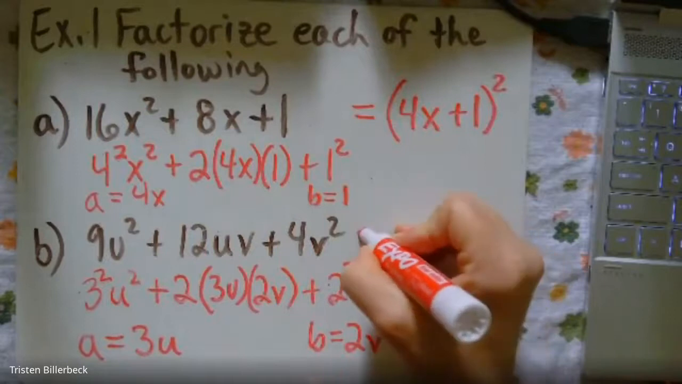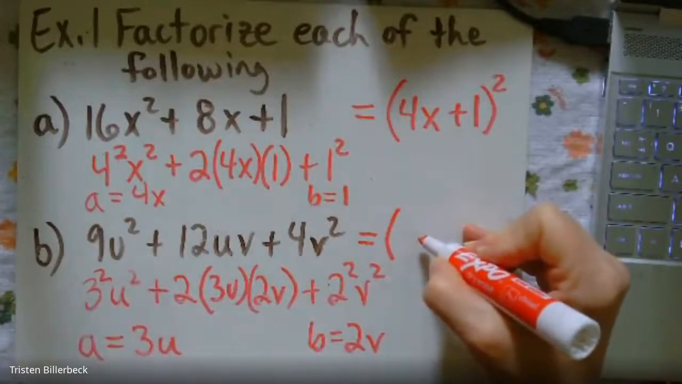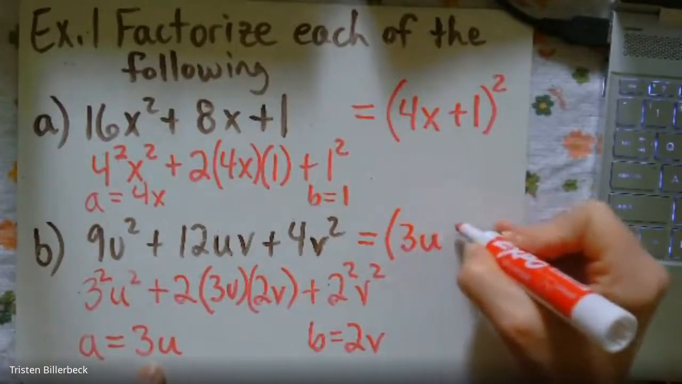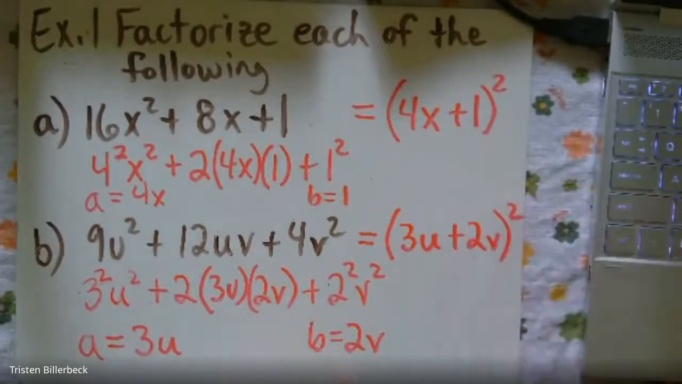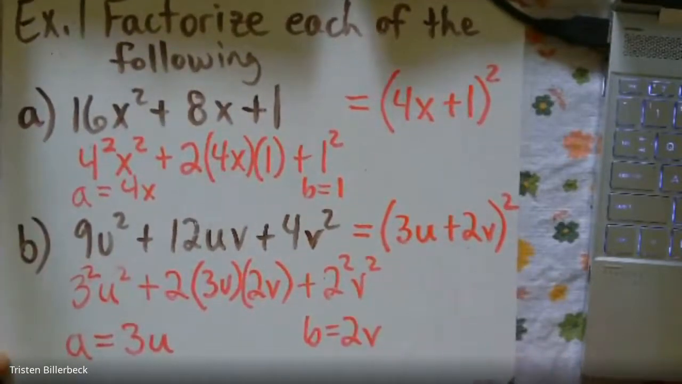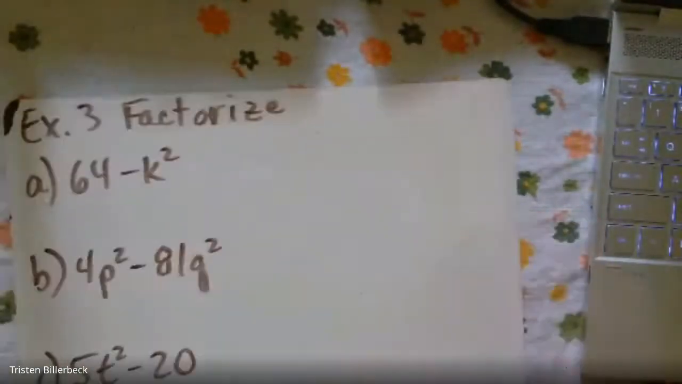We can use this special formula. And we have a plus sign here. So a is 3u plus 2v squared. So we just made this very difficult factoring problem, we found out by breaking it apart like a puzzle what a and what b were, and then we applied the special products factoring formula.